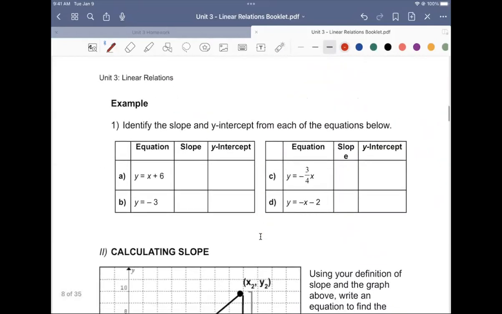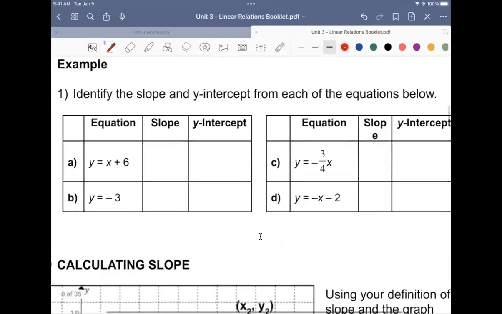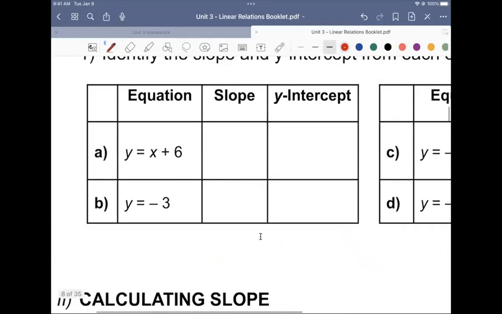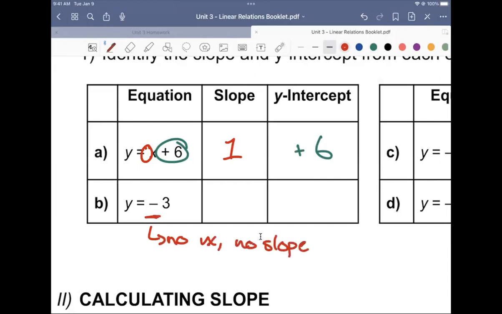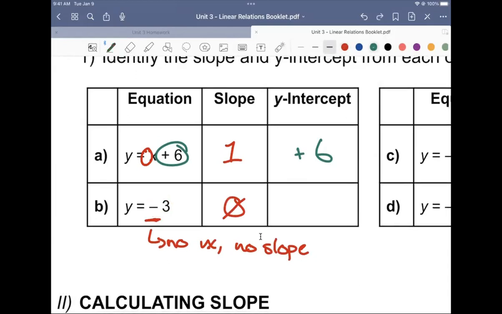Awesome. So then in this example, we just have to identify the slope and the y-intercept from each of the equations below. In this first one, I have no value in front of my x, so I'm going to assume that it's 1 and my slope is 1. Right here is my y-intercept, so it's plus 6. In this one, you will notice that there is no x value, so that means I have no slope, which means my slope is 0. And here I have -3, so -3 is my y-intercept.